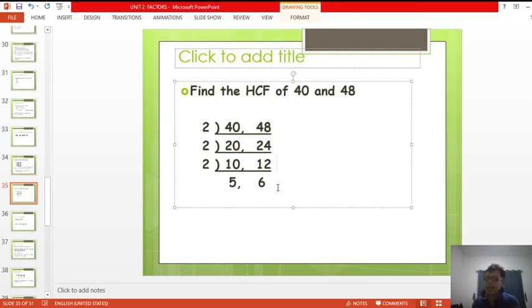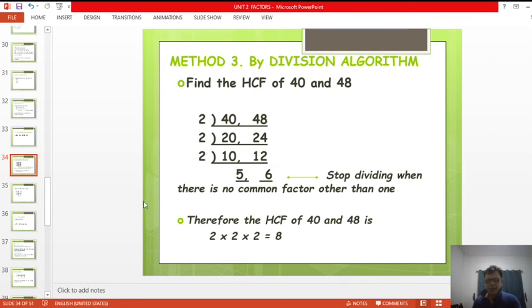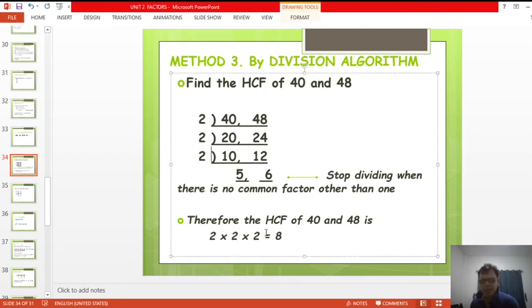After you stop there, all you have to do is to use the common factors, which are 2, 2, 2. So you stop here dividing 5 and 6 because there's no common factor that you can divide both numbers. Therefore, the highest common factor of 40 and 48 is 2 times 2 times 2, which is equal to 8. So that is your answer. Your answer for HCF is 8.